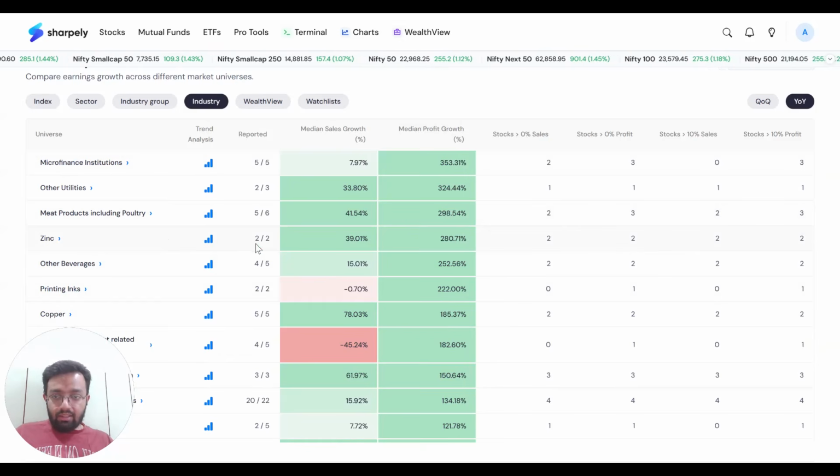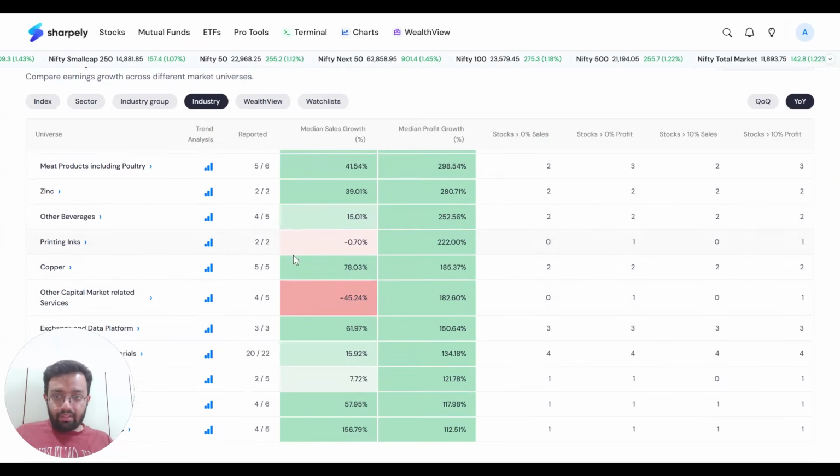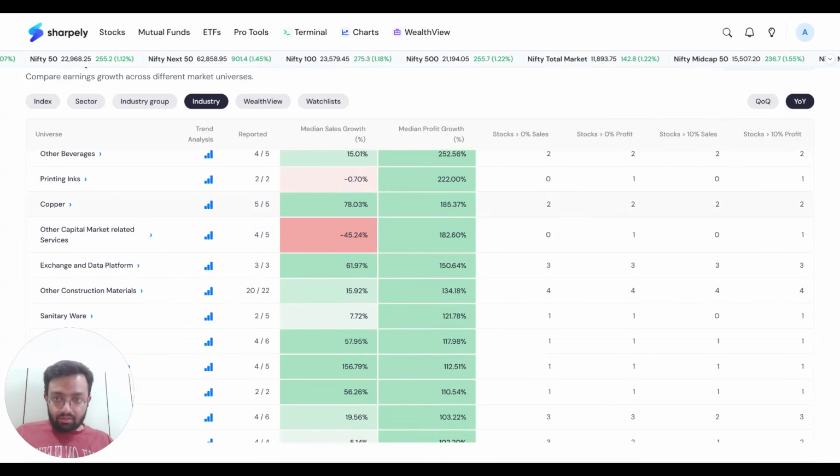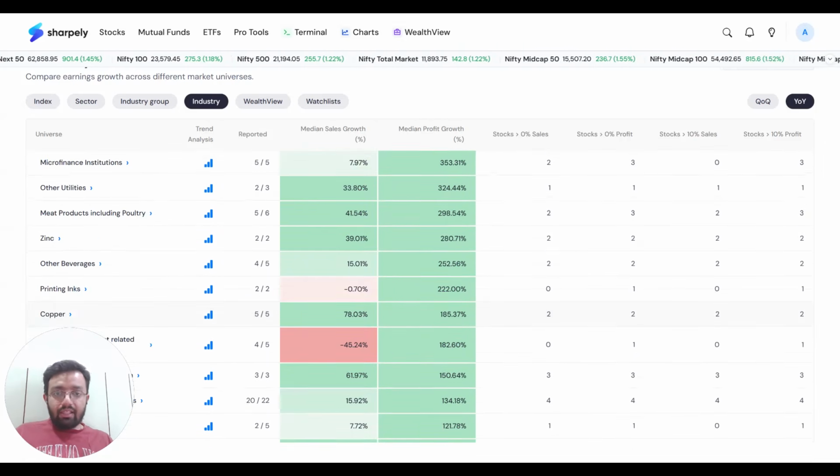So as you can see, zinc related two companies other than beverages, strong numbers, printing, two companies, very strong bottom line growth. Copper related companies actually had a very good FY26. Right. So just by sorting, you can filter out strong industries as well.